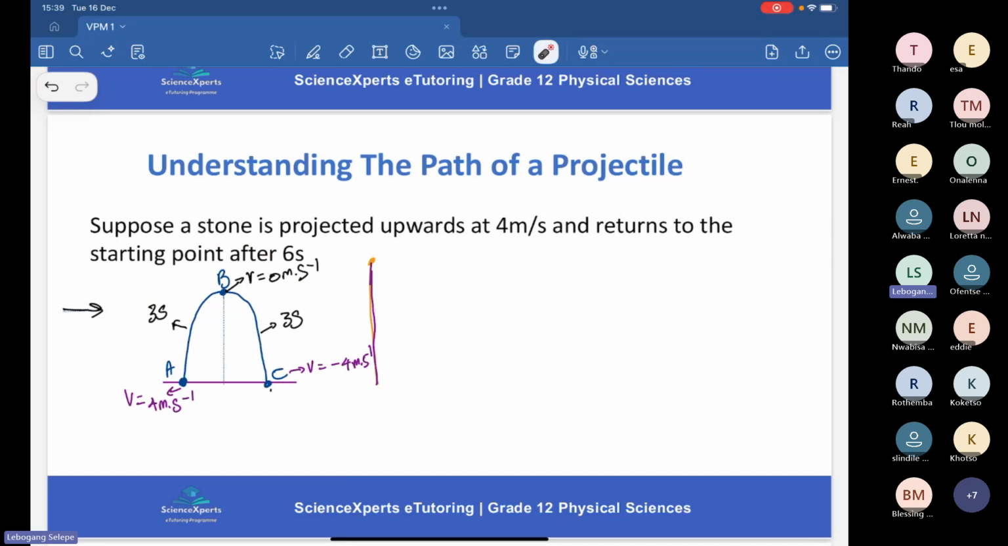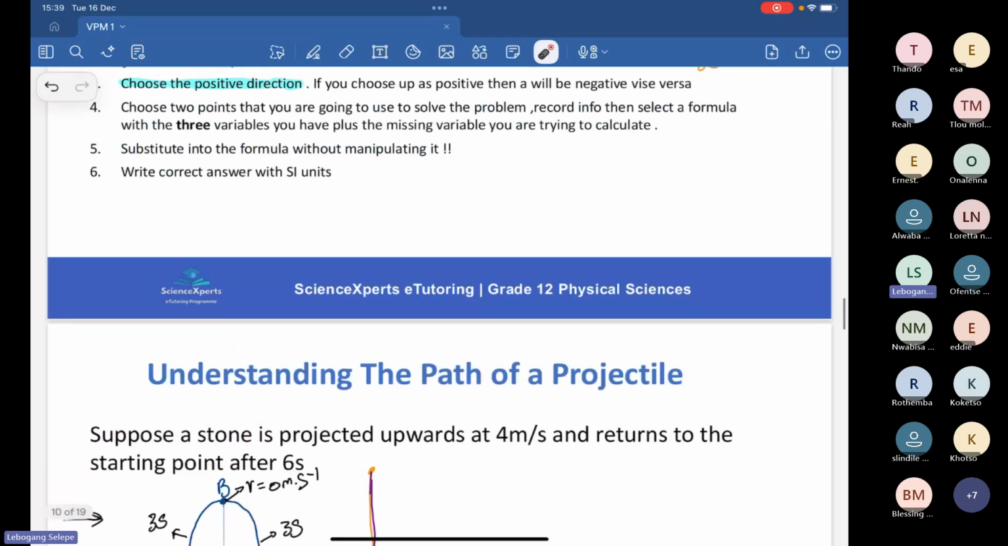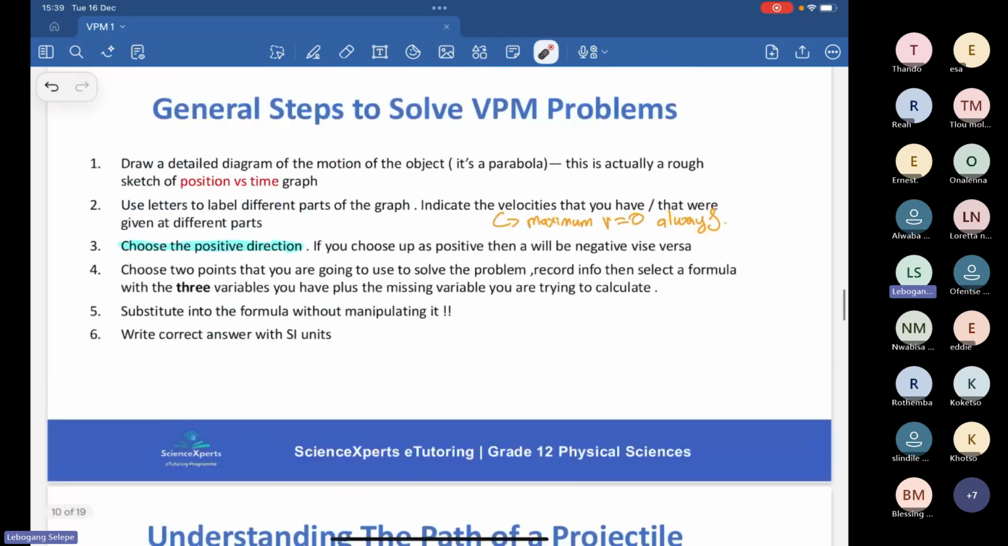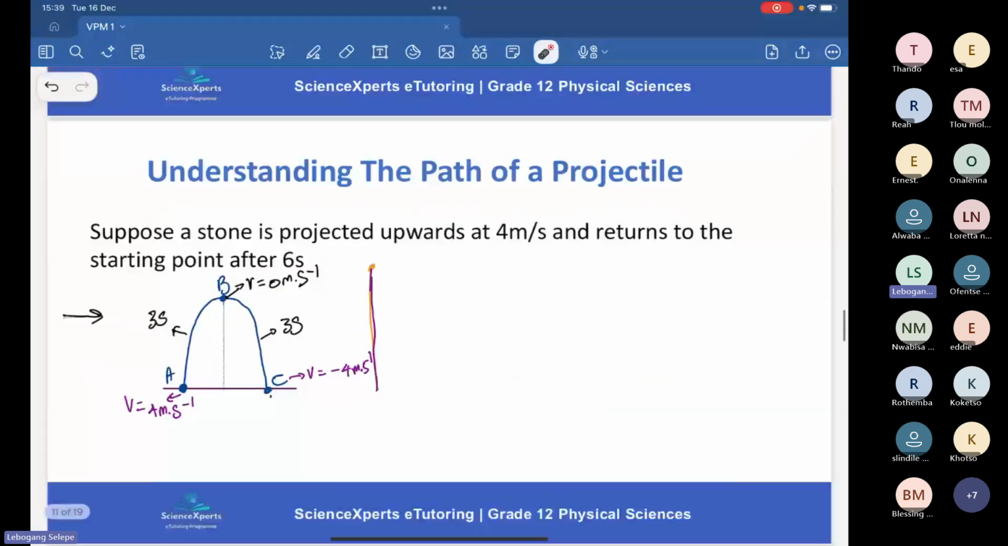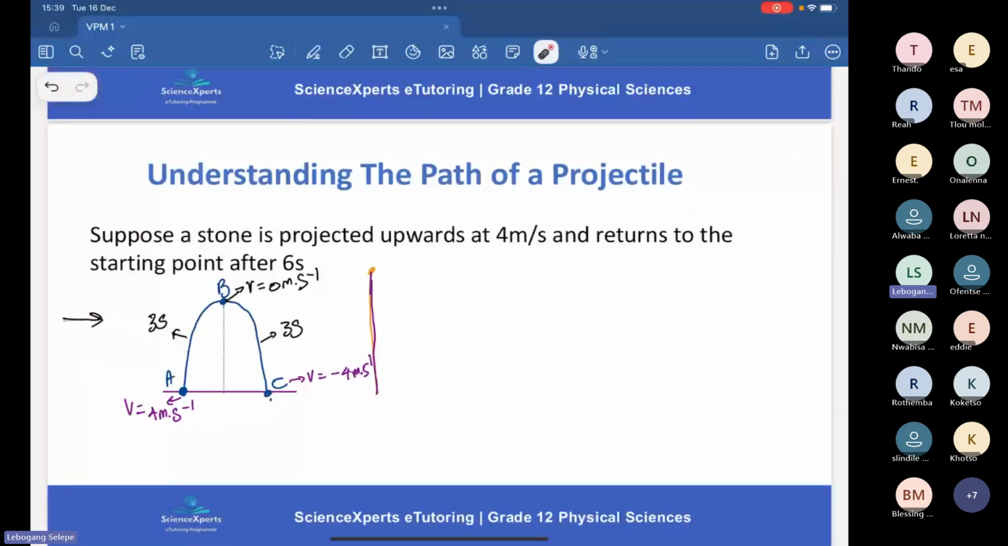So when I said that you need to choose 2 points that you're going to be working with, let's talk about that one now. So whenever you make a calculation, right? Let's say they say calculate the velocity at C. Maybe we didn't have it, right?